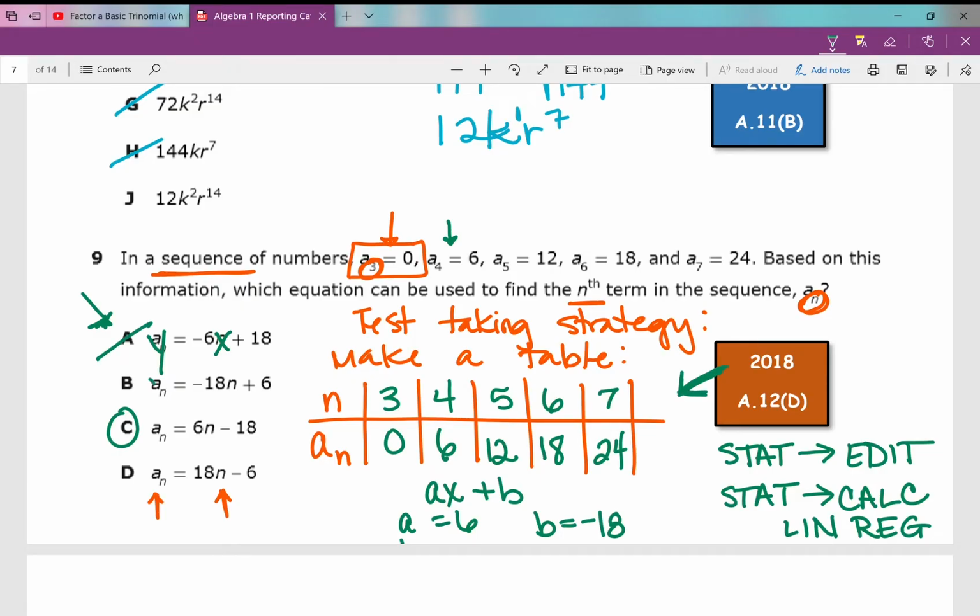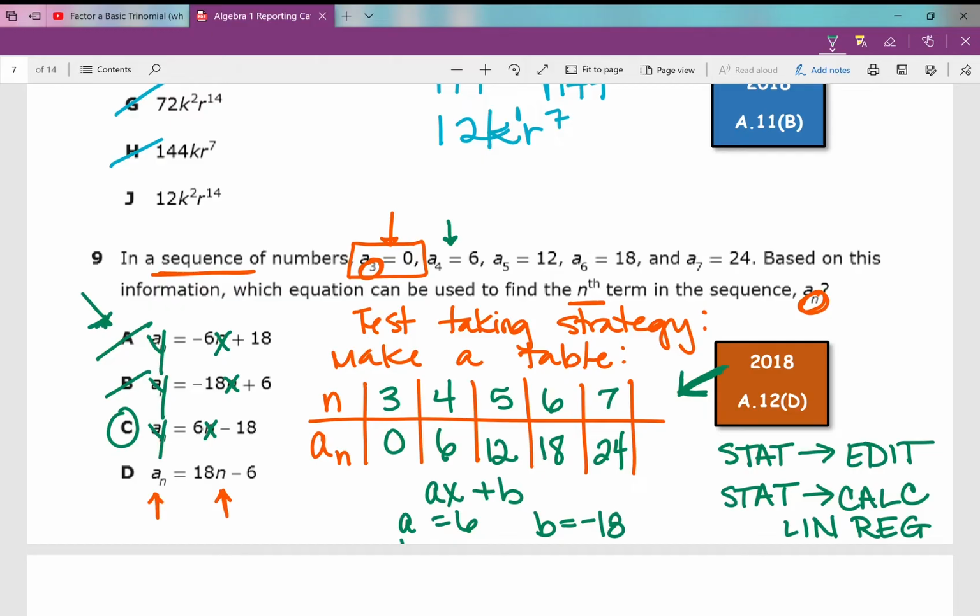Do the same for B. Y equals negative 18 times x plus 6. Second graph, look at your table of values. Do you see these? Nope. But when you plug in C into y equals 6x minus 18, you'll see this in your table of values. So go through your answer choices and look at your table. So you can kind of do either or.